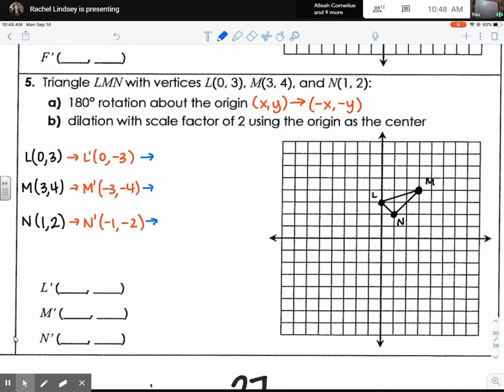And then to get to my final transformation, I'm going to dilate with a scale factor of 2. So what am I going to do with all my coordinates? I'm going to multiply them by what? 2. So 0 times 2 is 0. What's -3 times 2? -6. What's -4 times 2? -8. And then -1 times 2? Negative 2. -2 times 2? Negative 4.